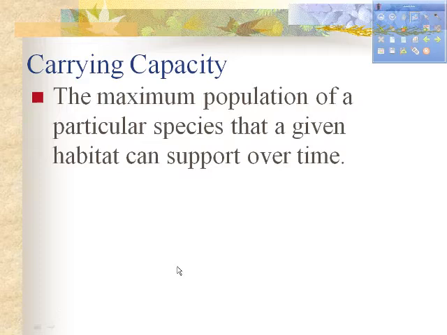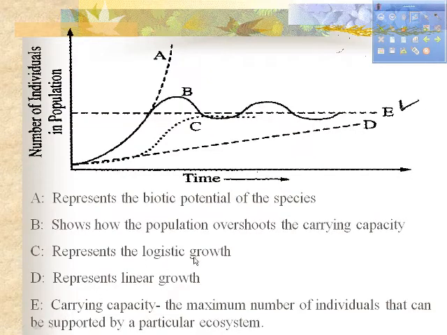Carrying capacity is the maximum population of a particular species. We've done that already. Looking at carrying capacity over time, the number of individuals in a population.